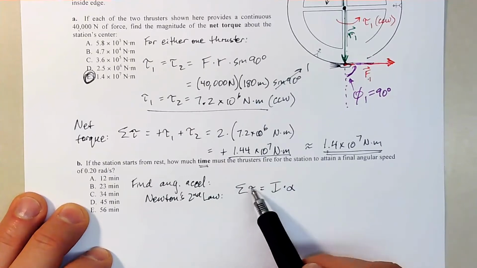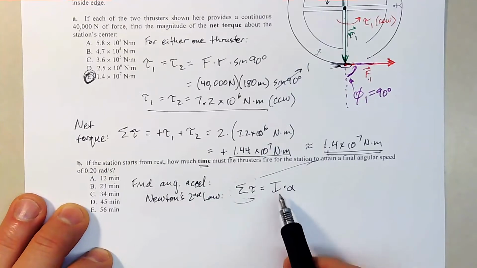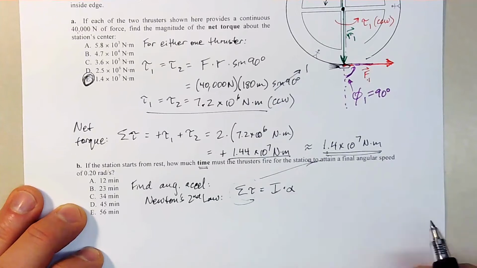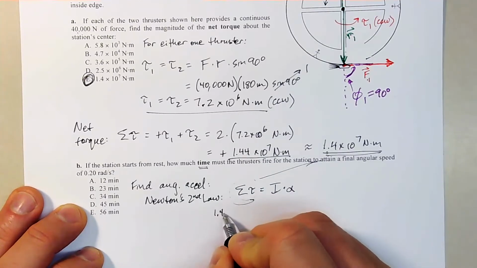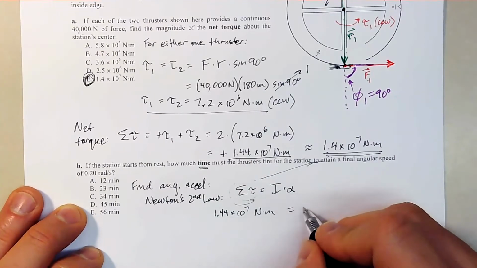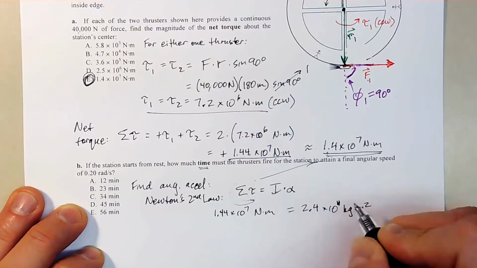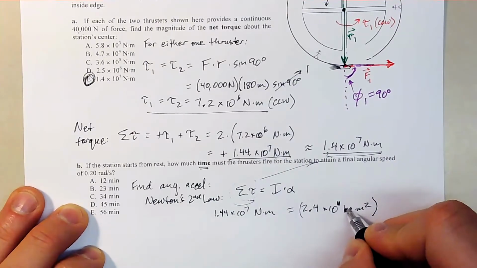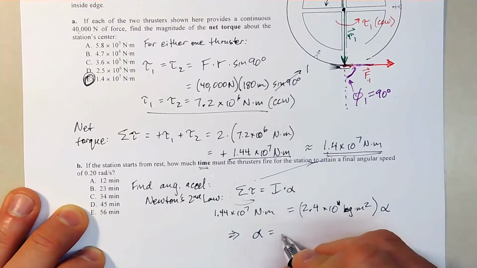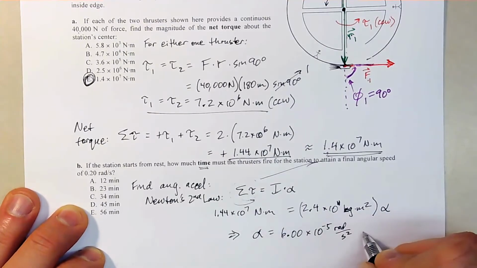Now, the good news is we just found this net torque up above. We're given the moment of inertia of the entire space station in the problem, and we can now solve for the angular acceleration. So I'm going to put that extra significant figure back in. We're told that the moment of inertia of the entire space station, up in the description at the top, is 2.4 times 10 to the 11th kilogram meter squared. And using that, I can solve for alpha. So alpha is 6 times 10 to the negative 5 radians per second squared, radians per second per second.